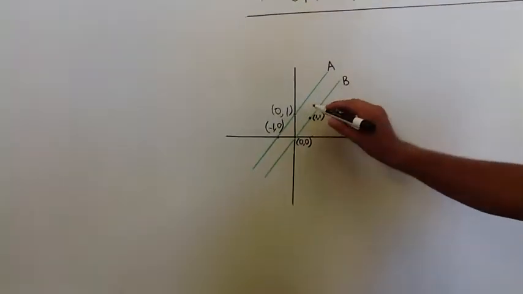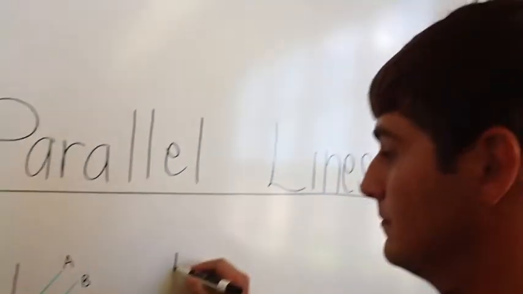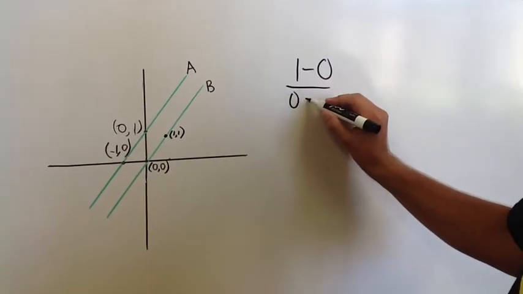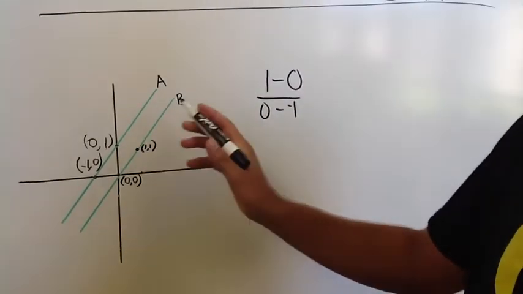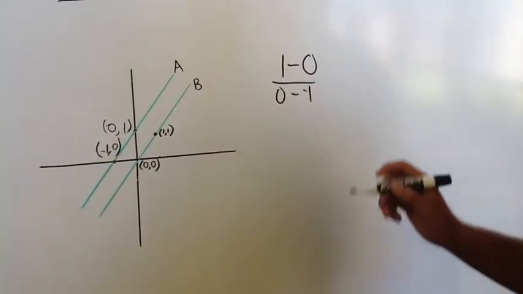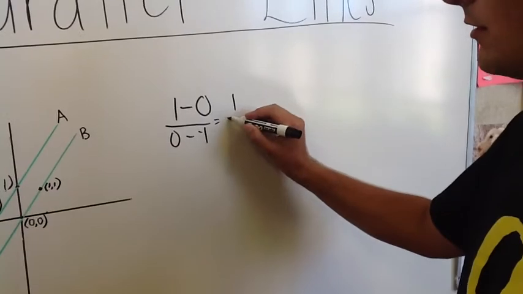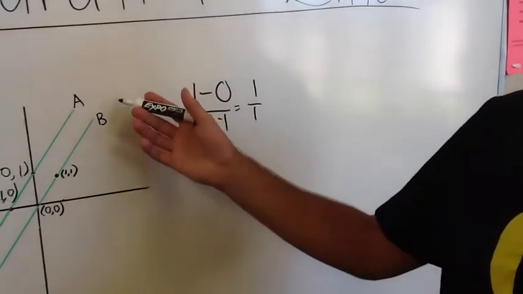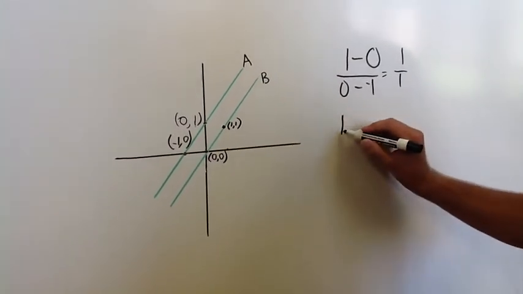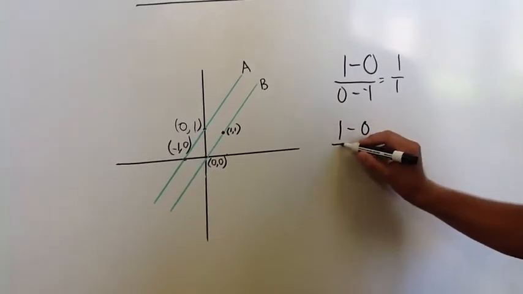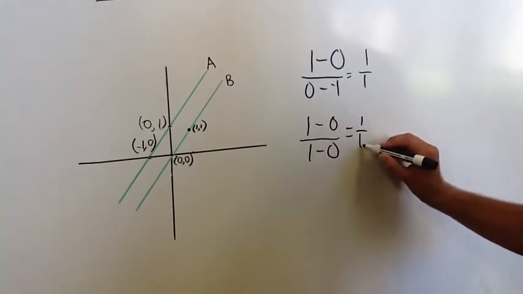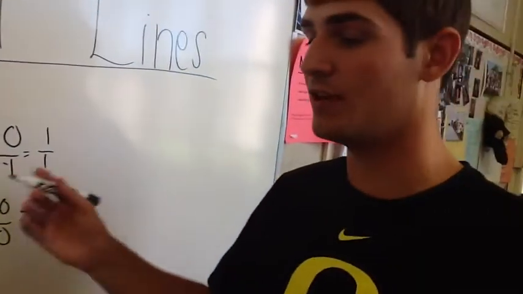The way that you do that is take 1 minus 0 over 0 minus negative 1. That is y2 minus y1 over x2 minus x1. And that will come out to be 1 over 1. So that's the slope for line A. And now for line B, you will take 1 minus 0 over 1 minus 0, which also equals 1 over 1. So these two have the same slope, therefore they are parallel.